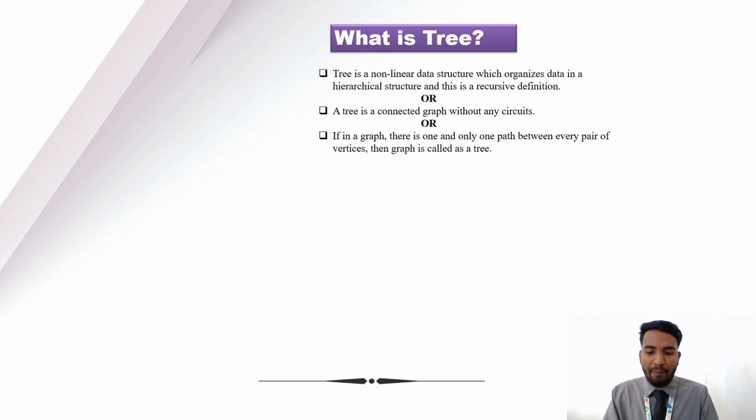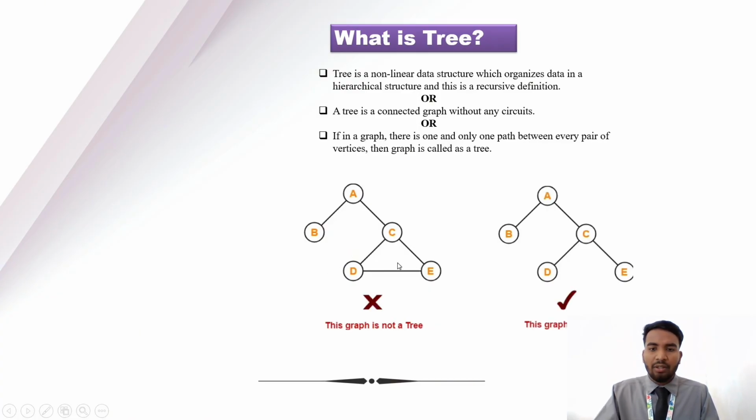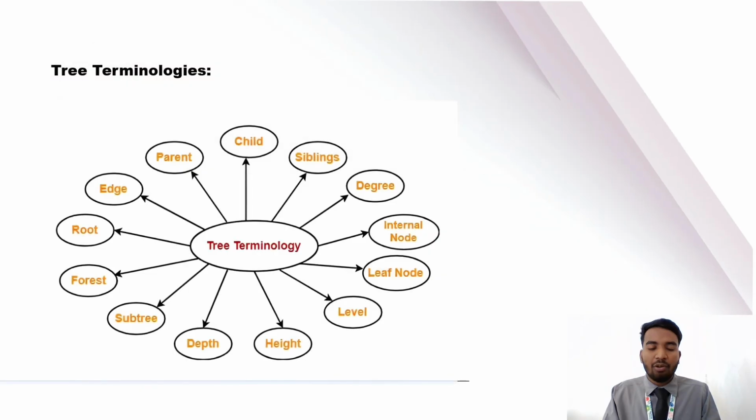If we see an example, the first one cannot be called a tree because we see here is a cycle. So we cannot call it a tree. But the next one we call a tree because there is no cycle and every node is connected with each other by edges. In the next slide, I will try to discuss the basic terminologies of tree.